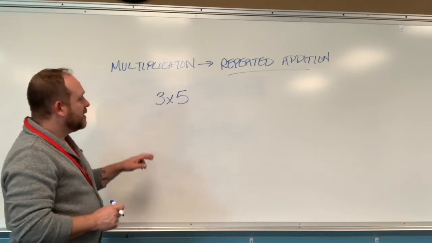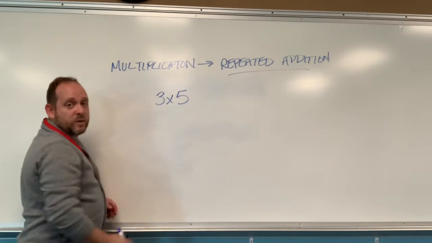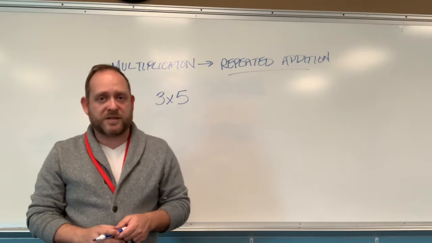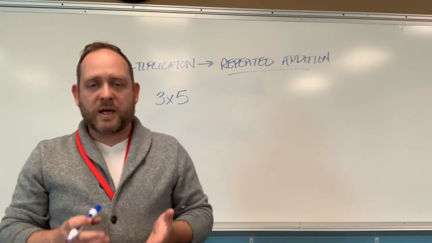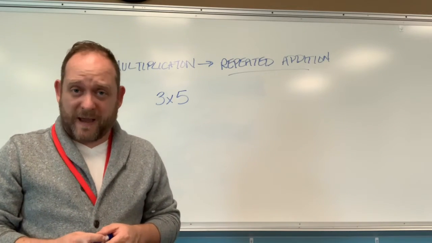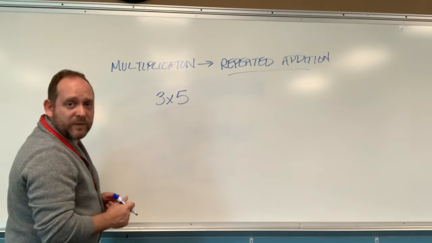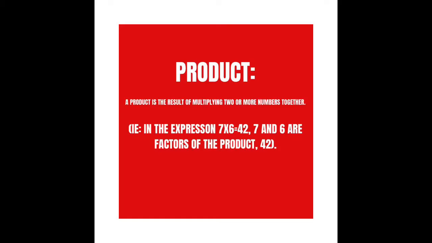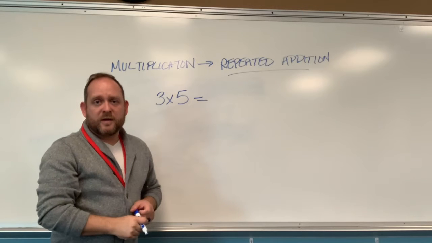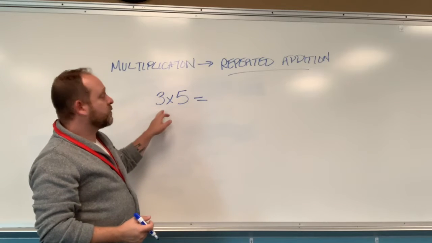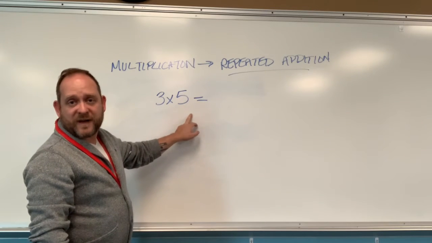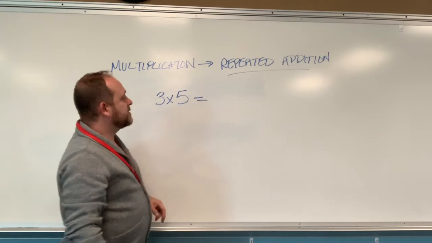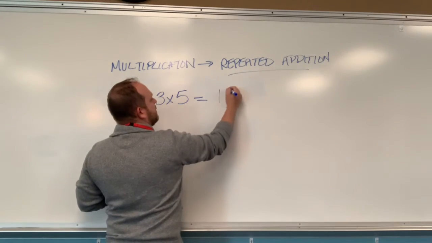Ladies and gents, any of the 2 numbers or 3 numbers or 12 numbers in a multiplication problem, if we're multiplying a number by another number, these numbers are called factors. The answer we get is called the product. It's another word you're going to need to know. So if our factors are 3 and 5, we are actually doing 3 5 times, or you can think of it as 5 3 times, and our answer is going to be 15.